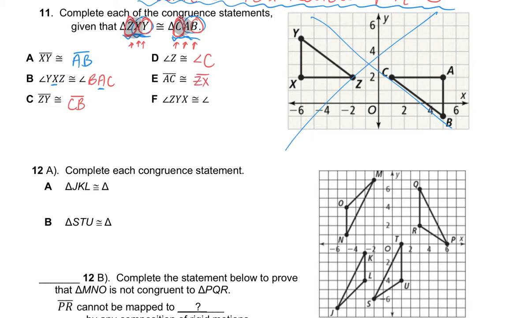All right, and then angle ZYX. Remember, the order matters. So Z to Y and then X. So it started at Z, then went to Y, and then X. So I've got to do the matching pattern on the other one. So it's going to start at C, and then go to B, and then to A. So they're in the same order, CBA. But again, the most important part is the vertex has to match.